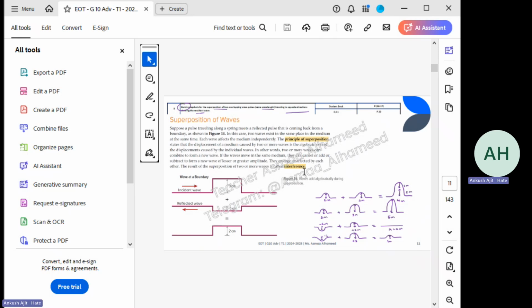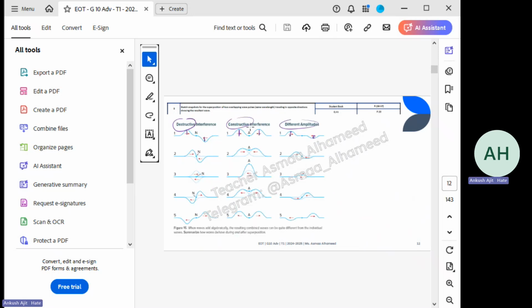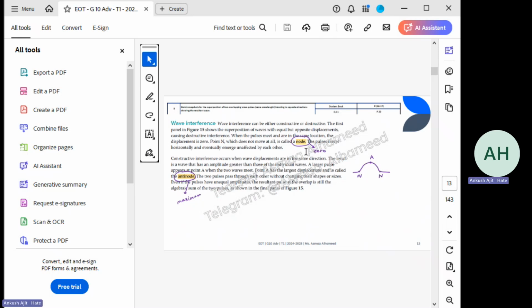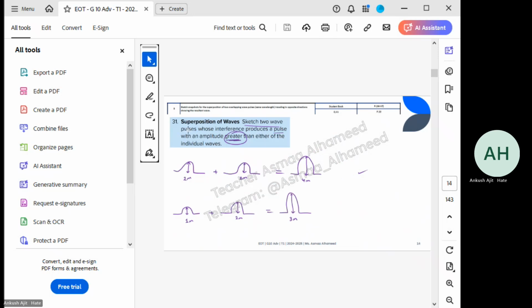So the result of superposition of two waves is basically called interference. You know the destructive interference, basically the nodes. This is the constructive interference, and these are different amplitudes. Node and antinode, I hope you're clear. Node is a zero point, and antinode is a maximum point. See, look here, very nicely given. These are N and this is A. Sketch two waves. So these are the two waves we can sketch, showing greater amplitude, so there should be antinodes here.